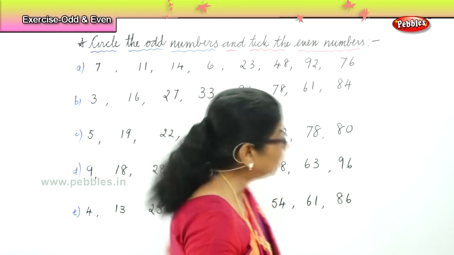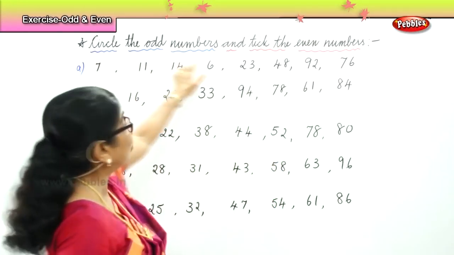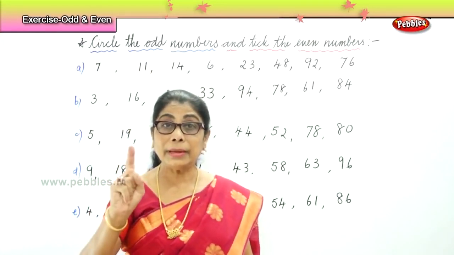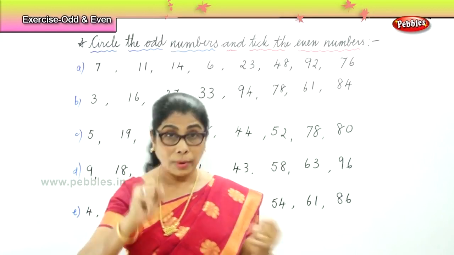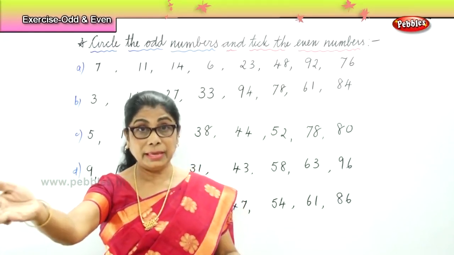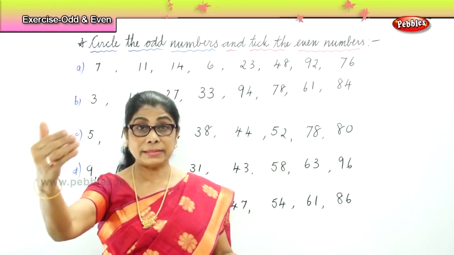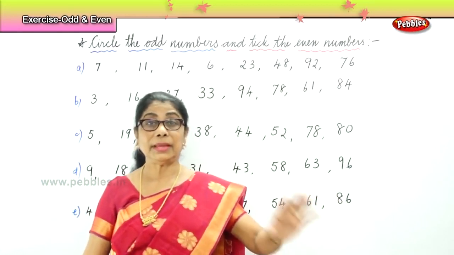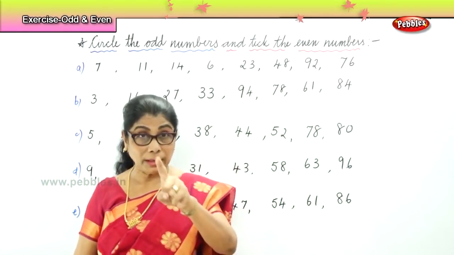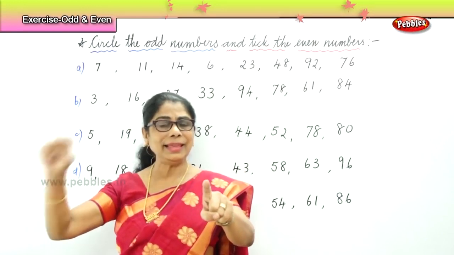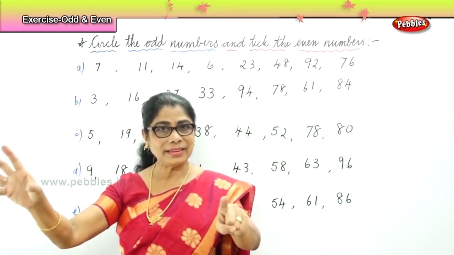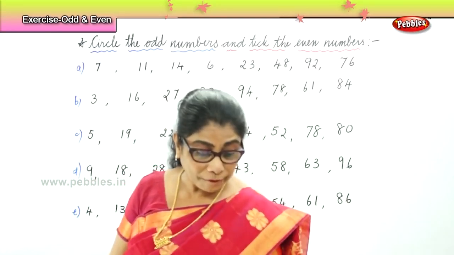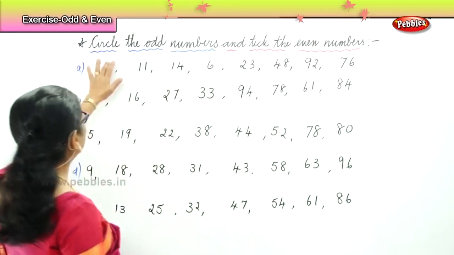Now what are we going to do here? We are going to circle all the odd numbers. Now what are odd numbers? Call out the odd numbers. 1, good. 3, 5, 7, 9. So in all other numbers, any number that ends in 1, 3, 5, 7, 9 is an odd number. Very good. Now let's first circle the odd numbers.